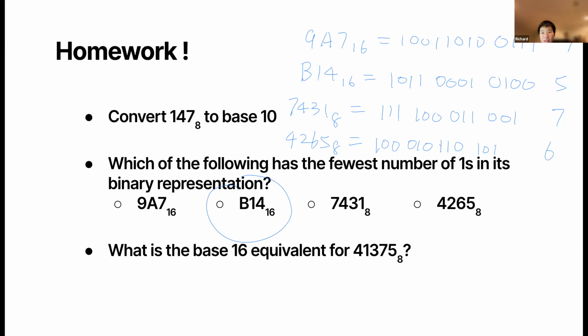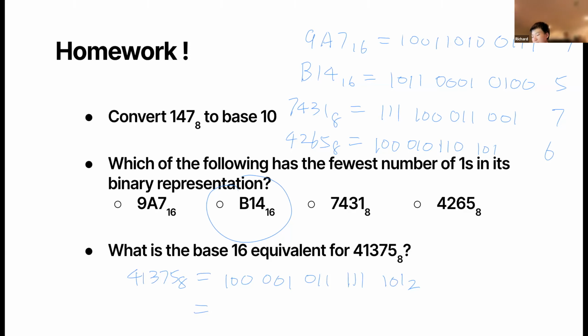Okay, for question 3, what is the base 16 equivalent of 41375 base 8? So if we're converting from base 8 to base 16, probably the easiest way to do it is to convert from base 8 to base 2 or binary, and then go from binary to hexadecimal. So using the same technique as in the previous problem, 41375, in base 8, every digit corresponds to 3 binary digits. 4 in binary is 100, 1 is 001, 3 is 011, 7 is 111, and 5 is 101.